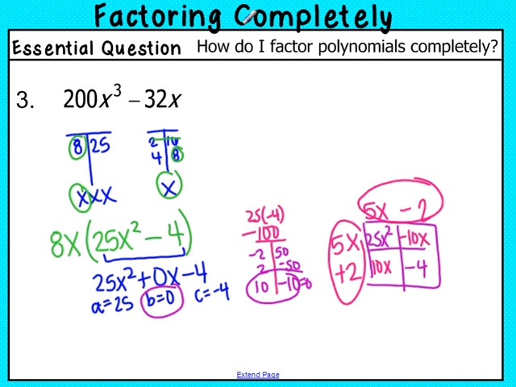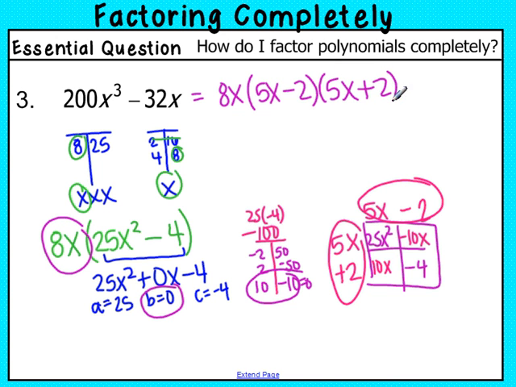So when you started this problem, don't forget you took an 8x out. So you have 8x times 5x minus 2 times 5x plus 2. Okay, and that would be factored as far as we can get it. Let's do one more problem together.